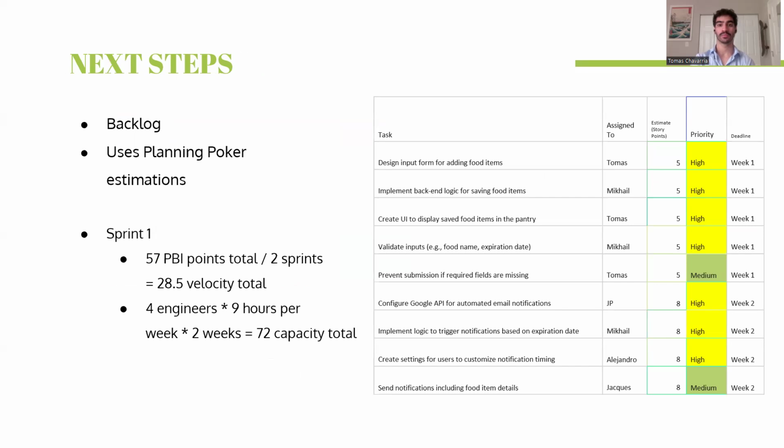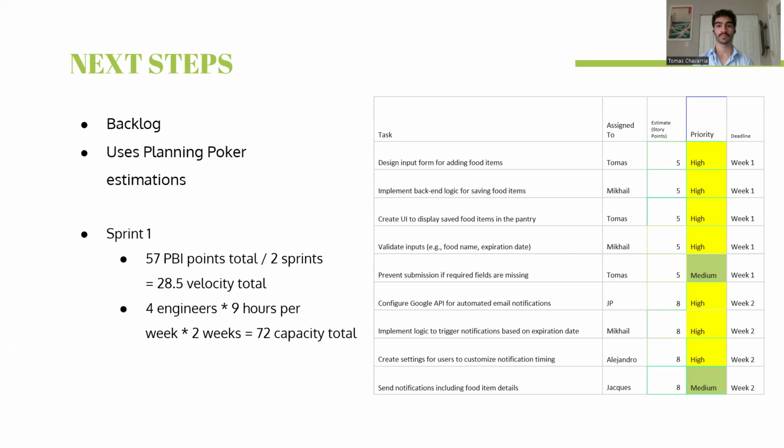So our next steps are outlined in a backlog. We'll be simply pulling tasks or tickets from there to continue development. And you can see some examples of the tasks that we already outlined. For example, I have implement backend logic for saving food items. To estimate development time, we used an agile methodology called planning poker. So for the first 2 weeks, we have 57 total points across one sprint, so we have 28.5 velocity per week, which is essentially how much work we aim to complete. And our total capacity for the sprint is 72 hours or 36 hours per week. So we definitely can complete the project on time.